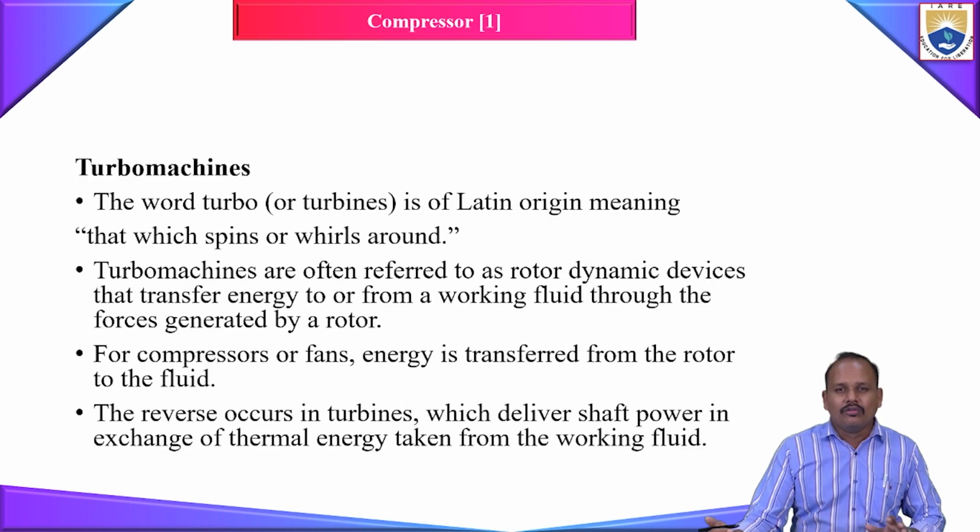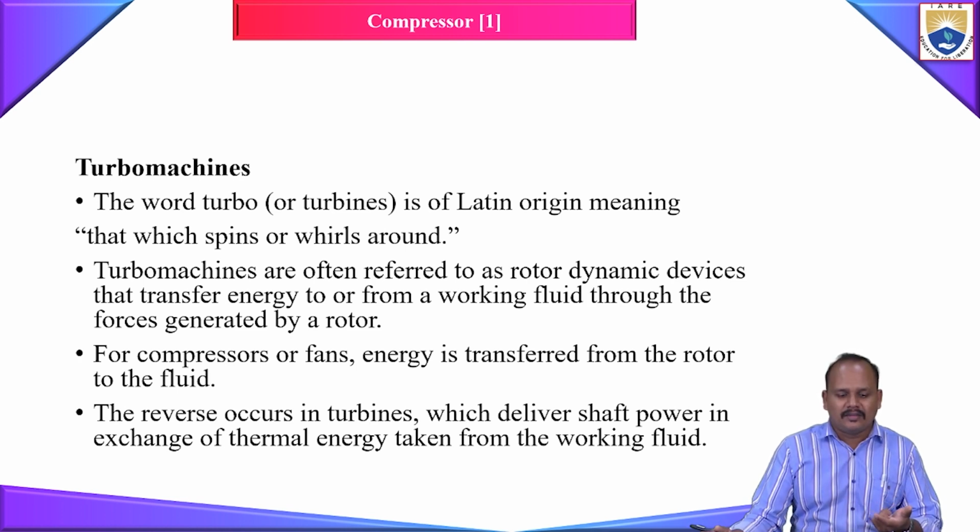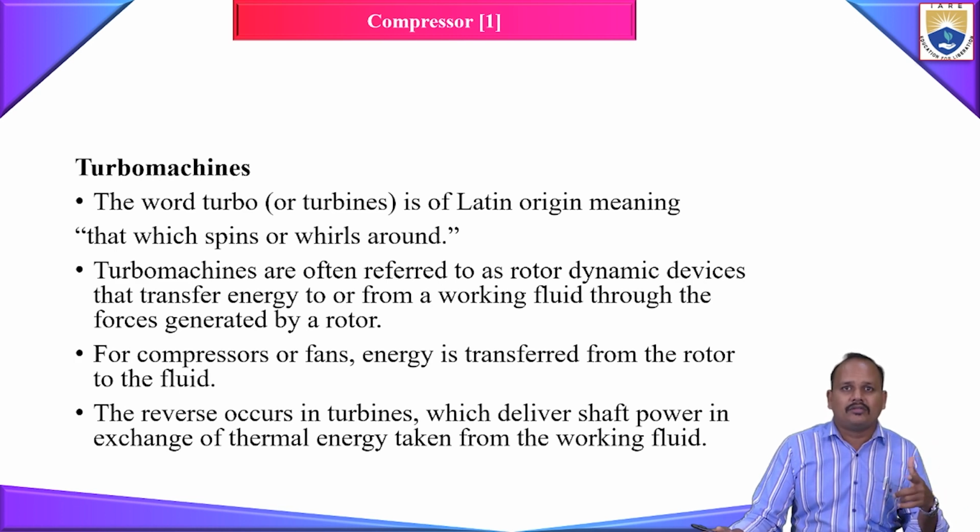Before going to the compressor, let us discuss what a turbo machine is, or what type of equipment we call a turbo machine. The name turbo machine comes from Latin origin. The meaning of turbo is basically a device or anything which rotates or spins. So if you take a turbo machine, which is a compressor or turbine or fan, they are rotating components. All of them we call turbo machines. We usually call these rotodynamic devices in which an energy transfer happens. This energy transfer may be from the fluid to the machine or from the machine to the fluid. Based on that we have the classification.